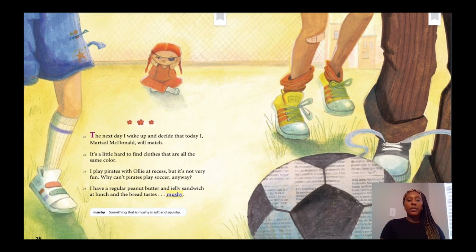The next day, I wake up and decide that today I, Marisol McDonald, will match. It's a little hard to find clothes that are all the same color. I play pirates with Ollie at recess, but it's just not very fun. Why can't pirates play soccer anyway? I have a regular peanut butter and jelly sandwich at lunch, and the bread tastes mushy.